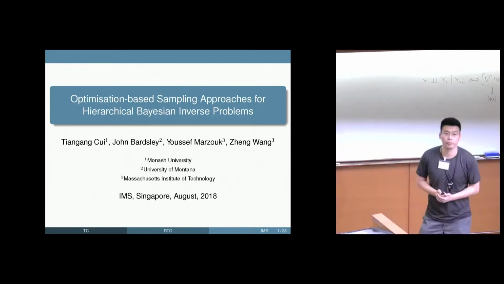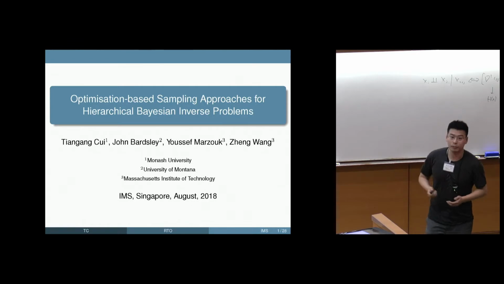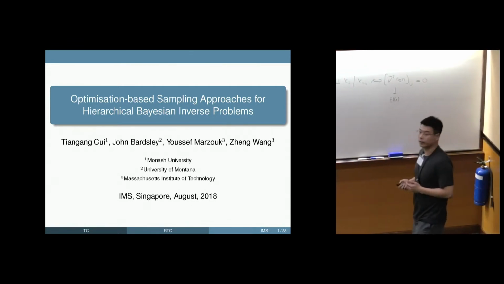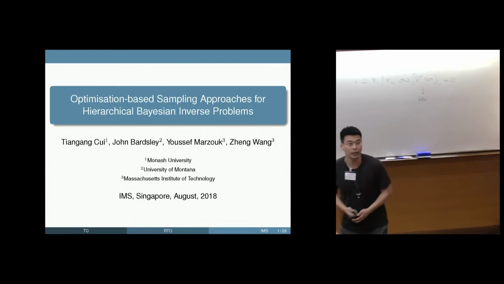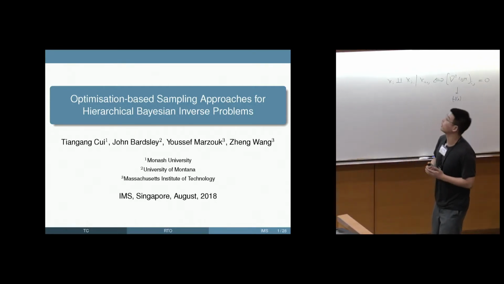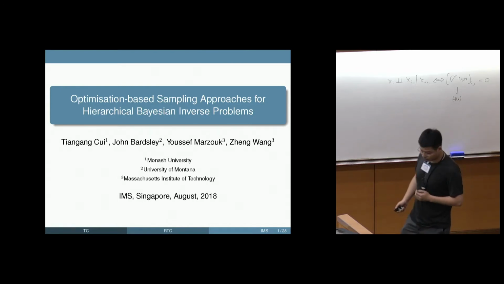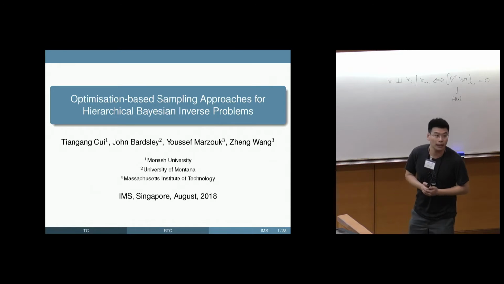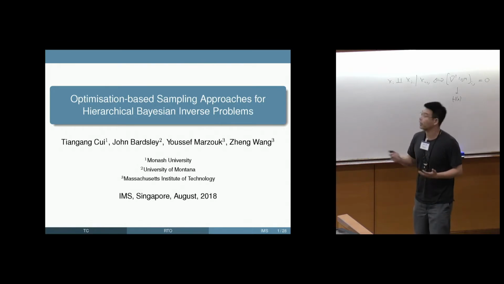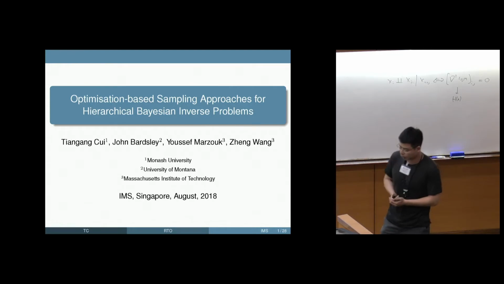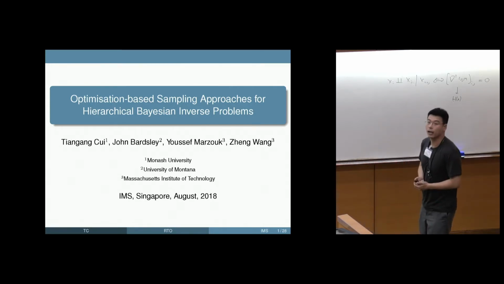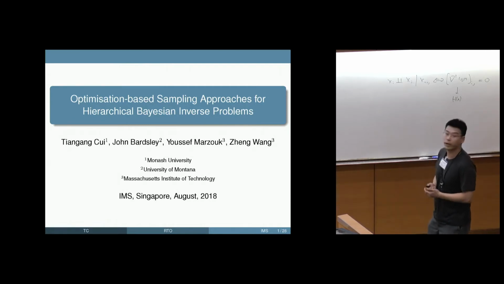This is joint work with Jonathan Basley from University of Montana and Yusuf Mazouk, who just gave a talk, and also with Zheng Wang, a PhD student at MIT working with Yusuf and me. Some of the fundamental ideas in this talk were set by Jonathan Basley in his early work, and later we found a computable way to efficiently convert optimization methods into posterior samplers, and we also did some analysis on that. Now we are working on various extensions of this approach.